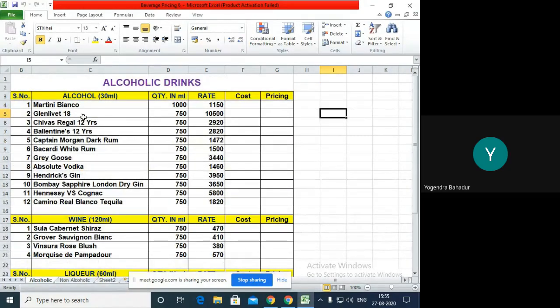Because if we talk about the alcohol and the standard measure for any beverage, like if you are serving whiskey, dark rum such as Captain Morgan, maybe Bacardi white rum, or maybe Grey Goose vodka, the standard measure will be 30 ml. So the method of calculating would be slightly different. Here we would be taking 30 ml.